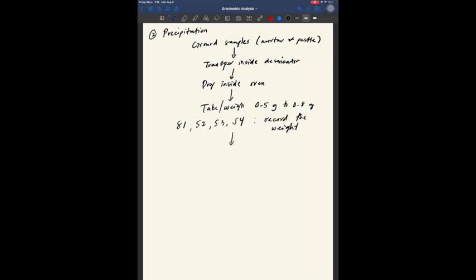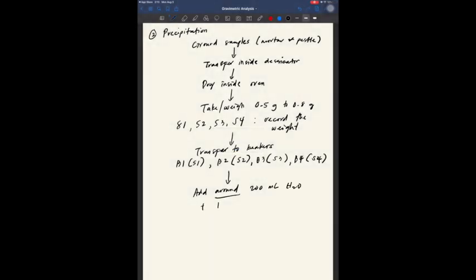Furthermore, transfer samples to the beaker. So your beakers should also be labeled accordingly, such that beaker number 1 should have sample 1 inside, beaker number 2 should have sample 2 inside, or beaker number 3 should also have sample 3, or whatever you like it to be. Furthermore, add around 200 ml of water, and this one is exactly 1 ml of concentrated hydrochloric acid. So this one is exact, meaning you have to use either a pipette or graduated cylinder.